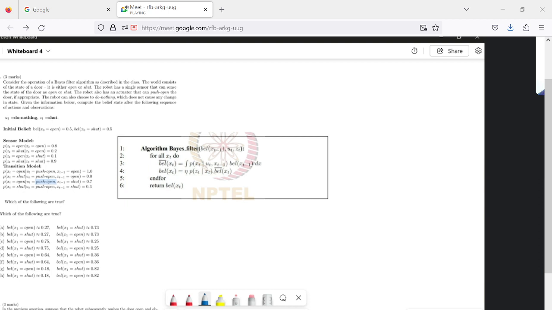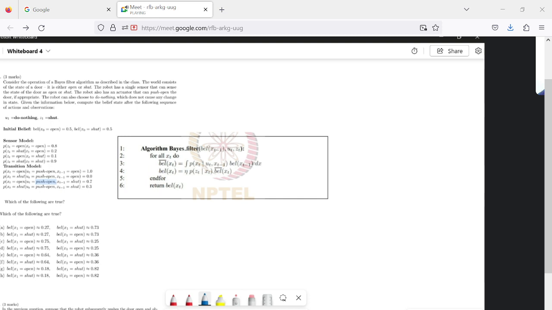They have given us that U1 is do nothing and Z1 is shut. So what is U? U is the action and 1 denotes the time step. So at t equal to 1, the action is do nothing and the first observation is that it is shut. The initial belief is denoted by this symbol over here and it is 0.5 for open and 0.5 for shut. So x naught is the initial state.